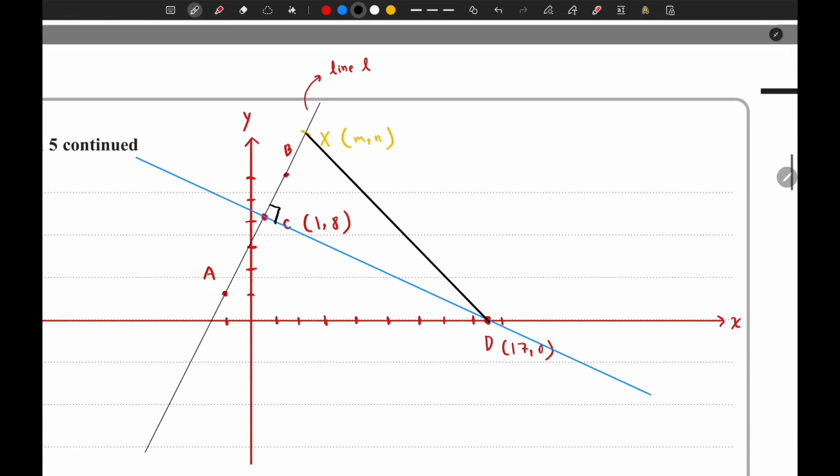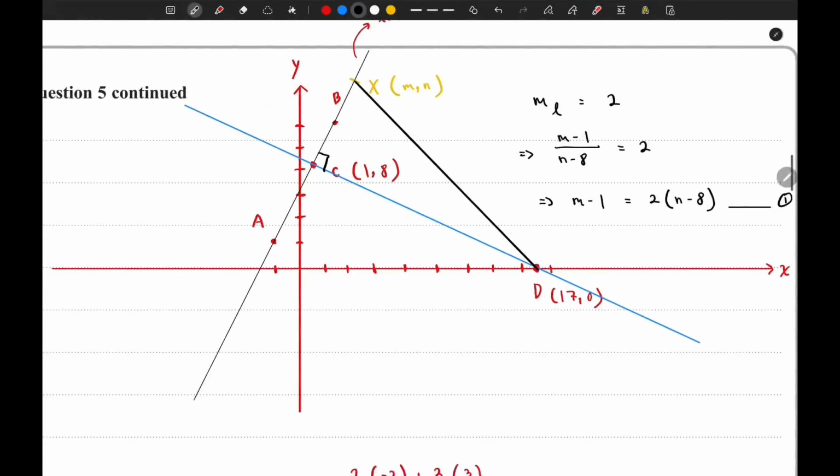First of all, we know that the line L has a gradient of 2, which means that the gradient can also be written like this: m minus 1 divided by n minus 8 equals 2. So if I make m minus 1 the subject, I get 2 times n minus 8. So this is our first equation.